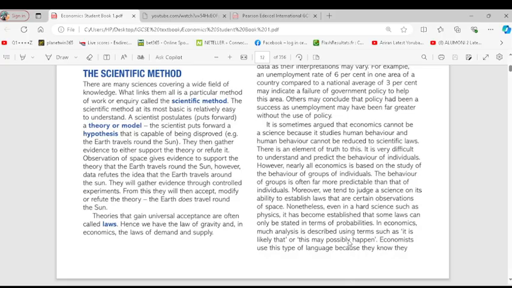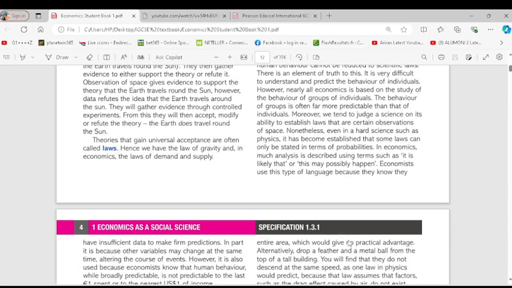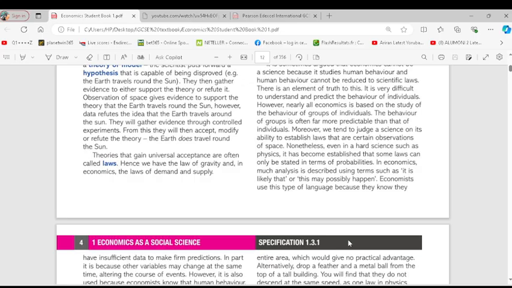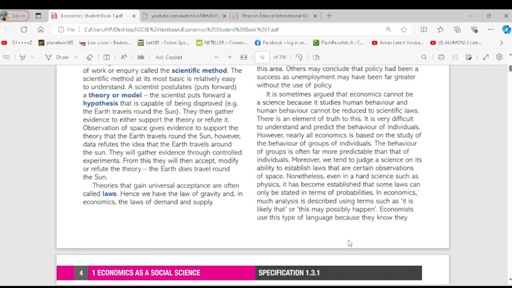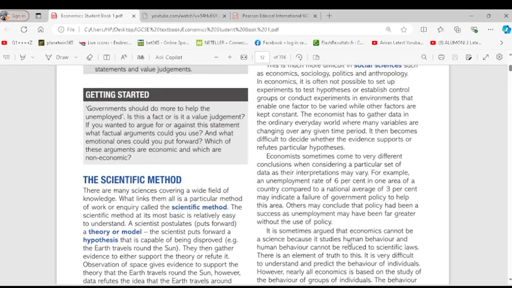That's economics as a science. You get that? Is it clear there? So theories that gain universal acceptance are often called laws. So if these theories, people accept it, they gain universal acceptance, like the whole world accepts it, then they become theories, which we now use in our day-to-day activity. That is economics as a science.